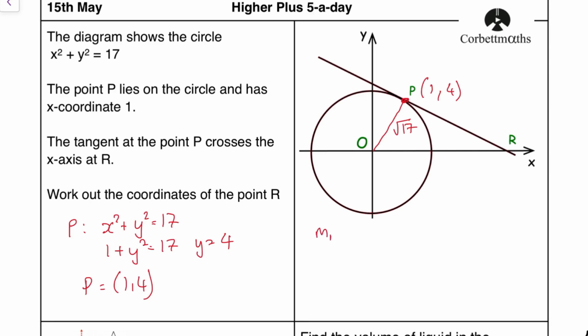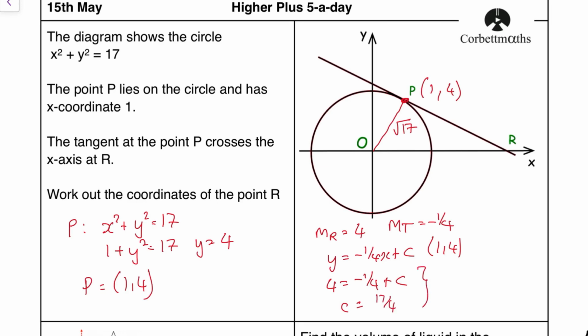I can work out the gradient of the radius, because it goes up 4 and across 1, so it's 4, which means I can work out the gradient of the tangent, the line PR, which is going to be minus a quarter. The equation of the tangent is y equals minus a quarter x plus c, where I'm going to use the point (1, 4). So 4 is equal to minus a quarter plus c, which means that c equals 17 over 4, so the equation of my tangent is y equals minus a quarter x plus 17 over 4.